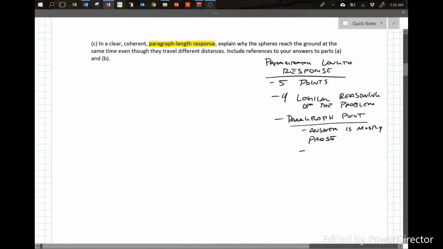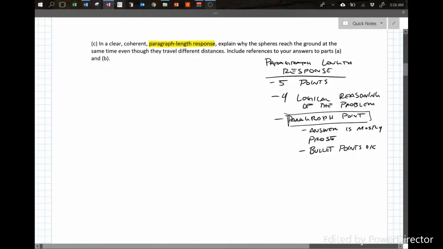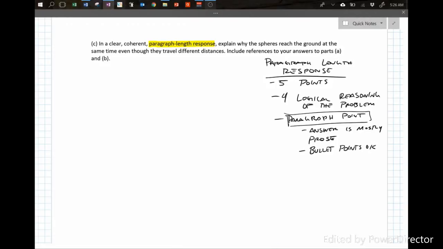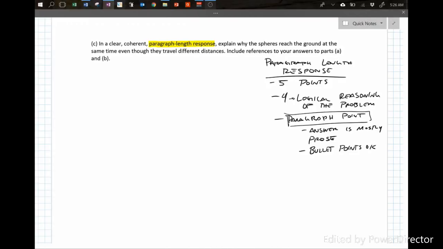And here, it doesn't have to be a paragraph specifically to get that point. Bullet points are okay. It doesn't even have to be complete sentences, but you need to have full and complete thoughts and full and complete logic to go through this to get that paragraph point. One of the things that I try to tell my students as we go through this is that the 4 points for logical reasoning mean you have to have at least 4 different things to say to get to your answer. We want it to be reasonable and clearly thought out.